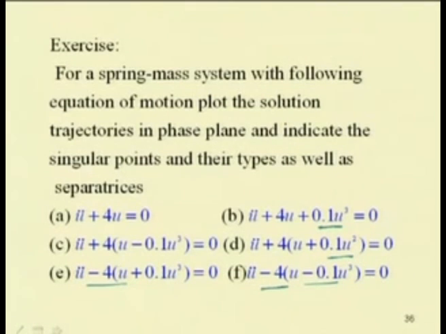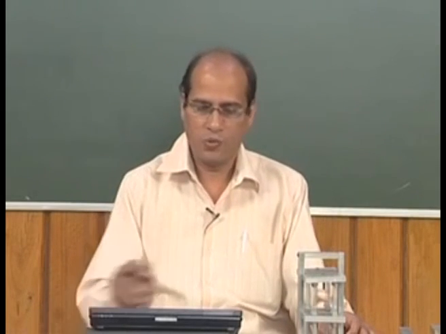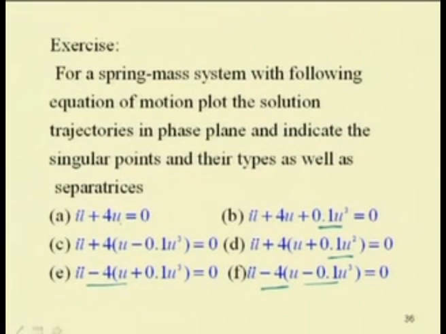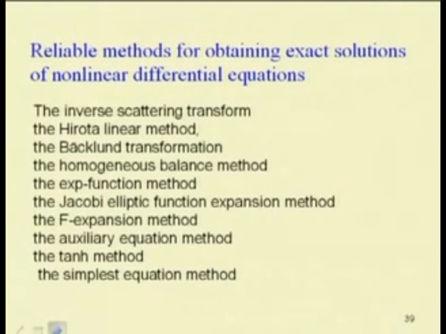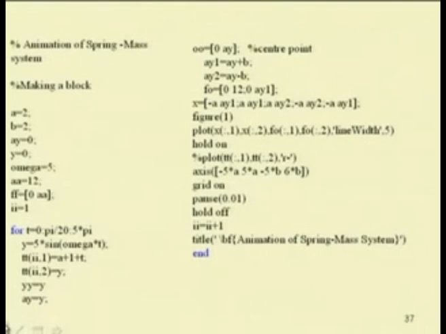In all these cases you just obtain the trajectories by using the two methods I told. In one method you can find u dot in terms of u, and in the second you can solve these equations using the Runge-Kutta method to find their response. Here a small MATLAB program is given to find the response of the system. This is for animation of a spring mass system, and also you can write an equation to find the potential well.